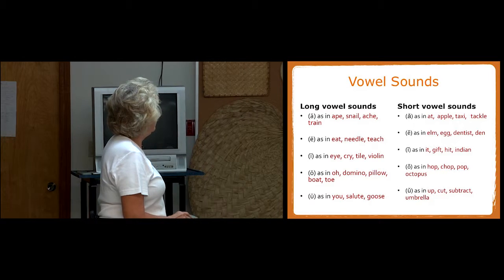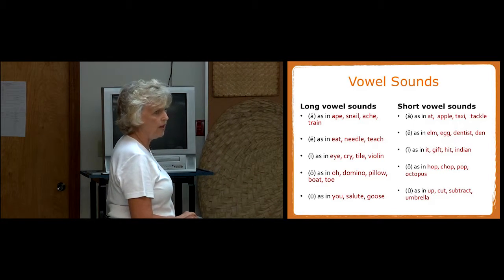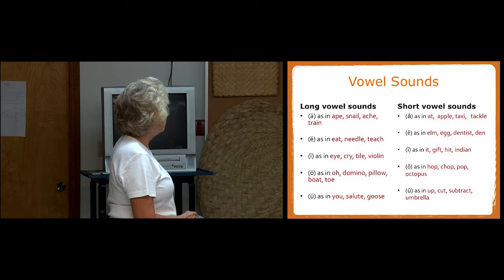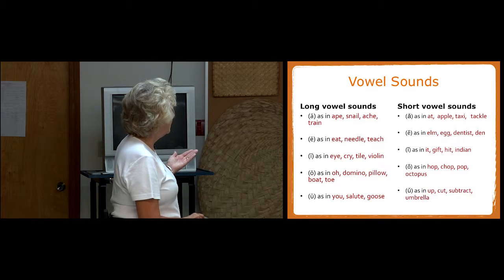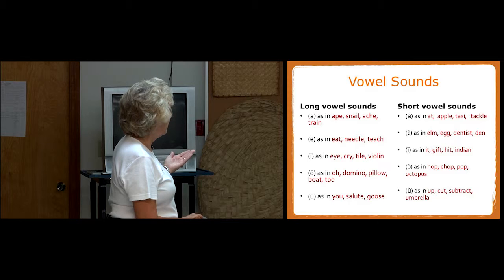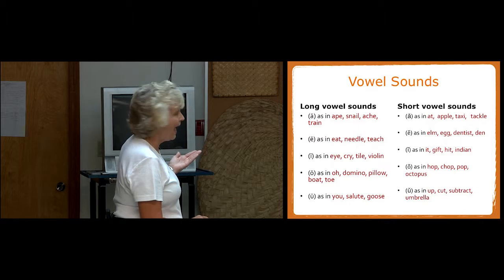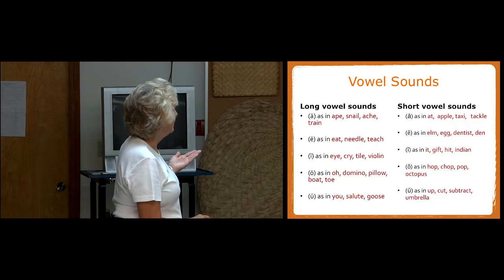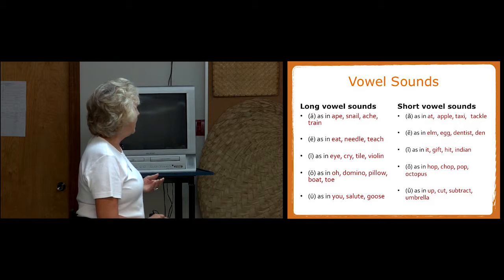Let's read these, and I want you to listen for this one. This is what you would see in the dictionary for long A. It's a little A with a line over it. But what if it had this little sign over it? You would say apple, taxi, and tackle. Short and long.